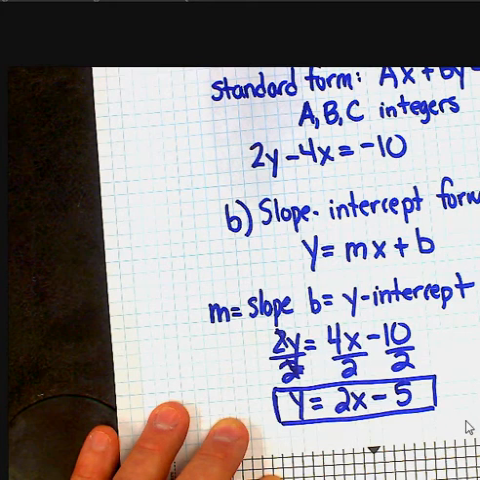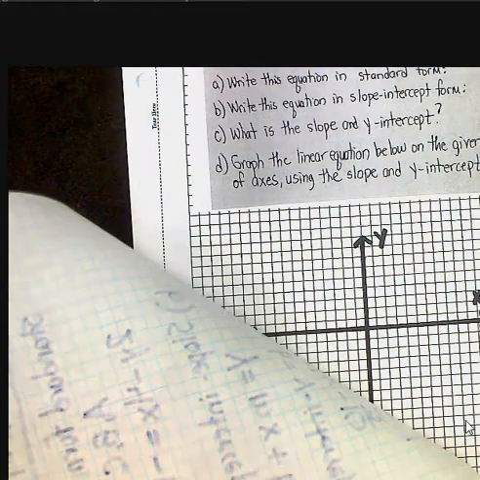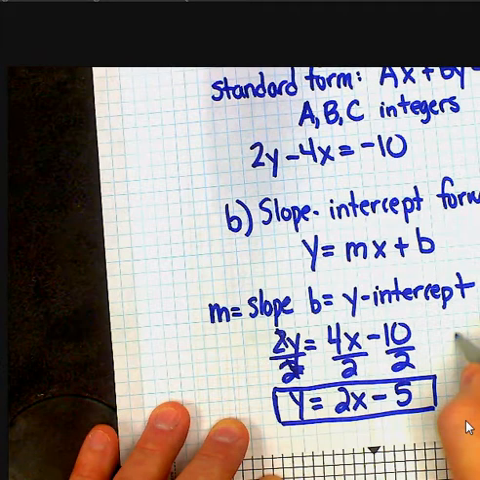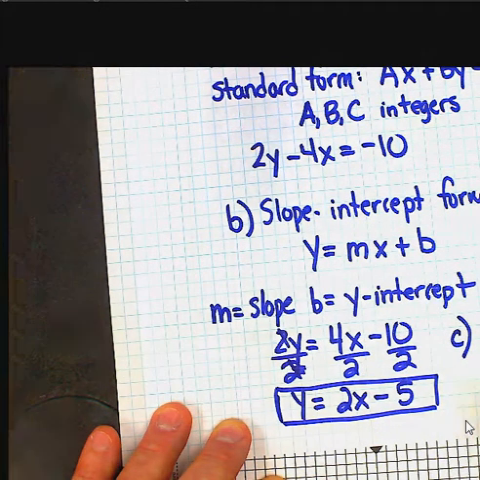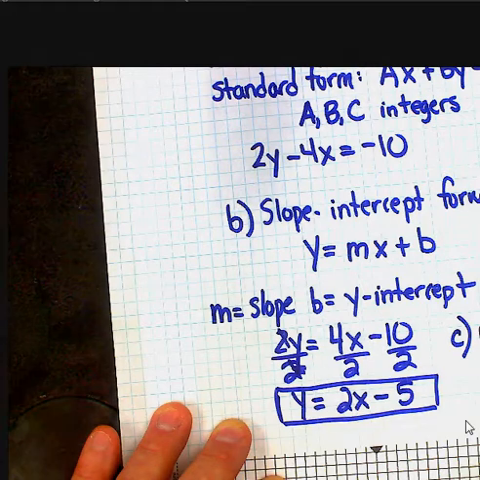Any questions on that? All right, so now we're going to move on to the other question. The other question says, part C, what is the slope and what is the y-intercept? So now I'm on part C. I'm asking you to tell me what is my M and what is my B going to be?